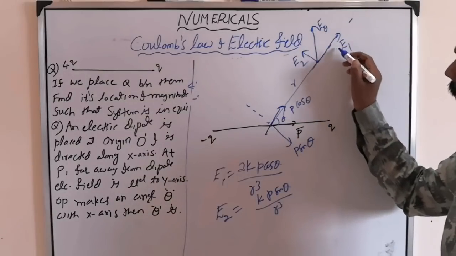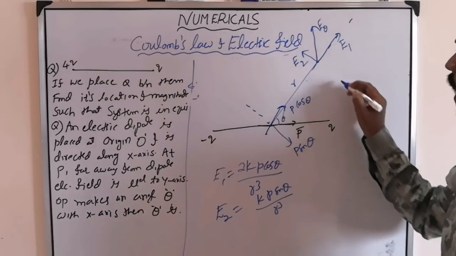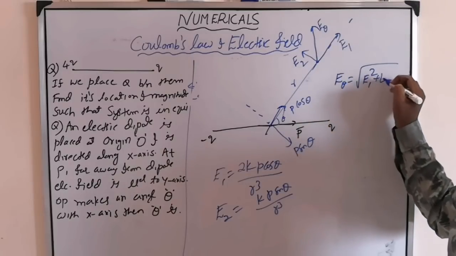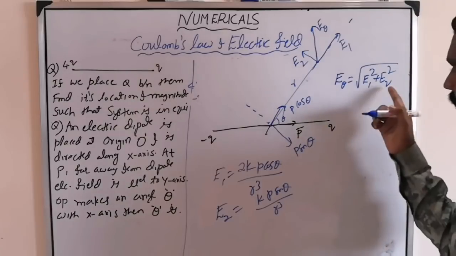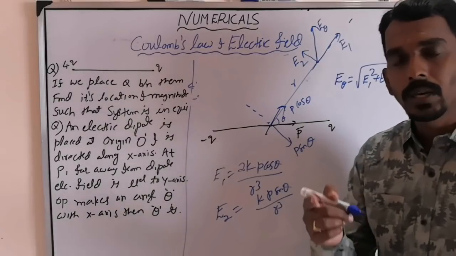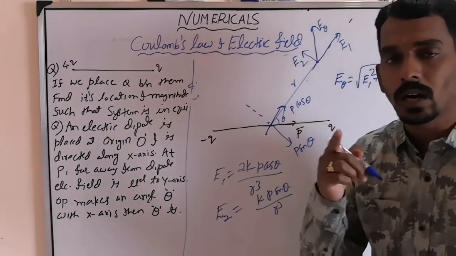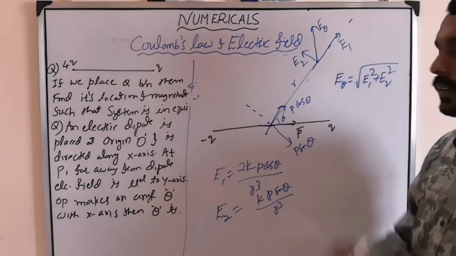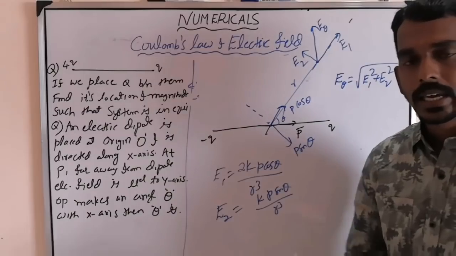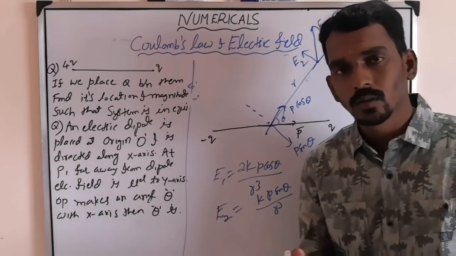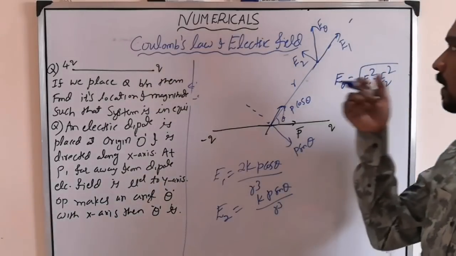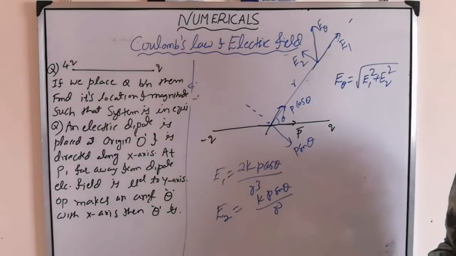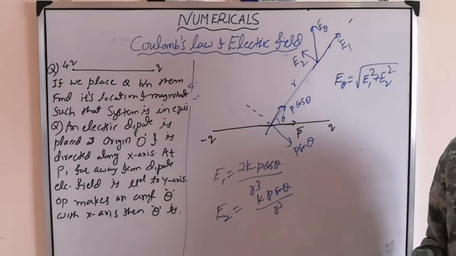Then this is the resultant of these two, and these two are perpendicular. Then what is the resultant? Under root E1 square plus E2 square. That is what I have given you: kp by r cube under root 1 plus 3 cos square theta. From these two you will get that. But here the question is not about the electric field magnitude.